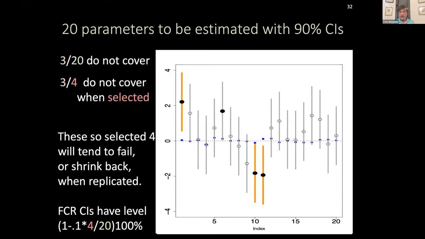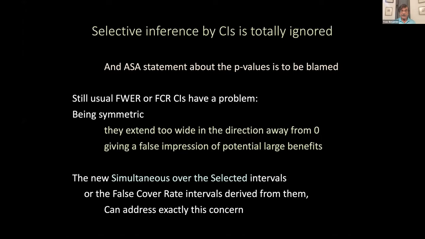The numbers selected appear here. So, unfortunately, selective inference by confidence intervals is totally ignored. And in this case, the ASA statement about the p-values is to be blamed. Still, there might be a problem with the regular confidence intervals because they might be too wide and give an impression that they cover too much.